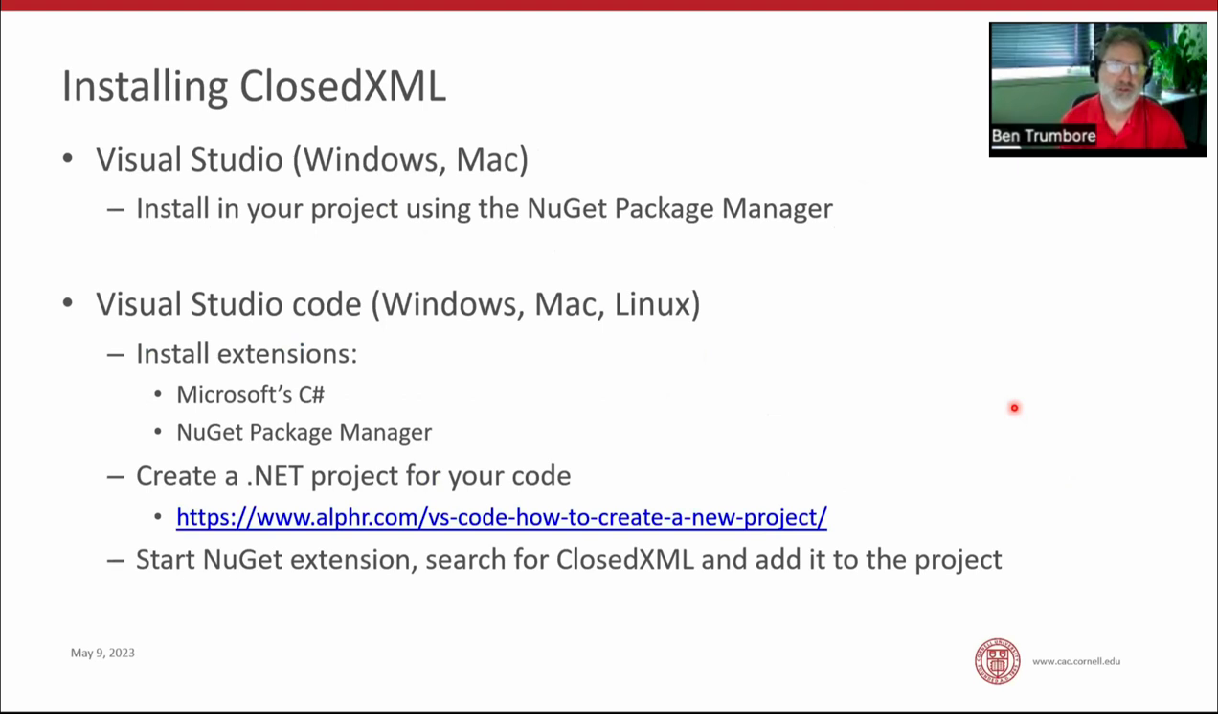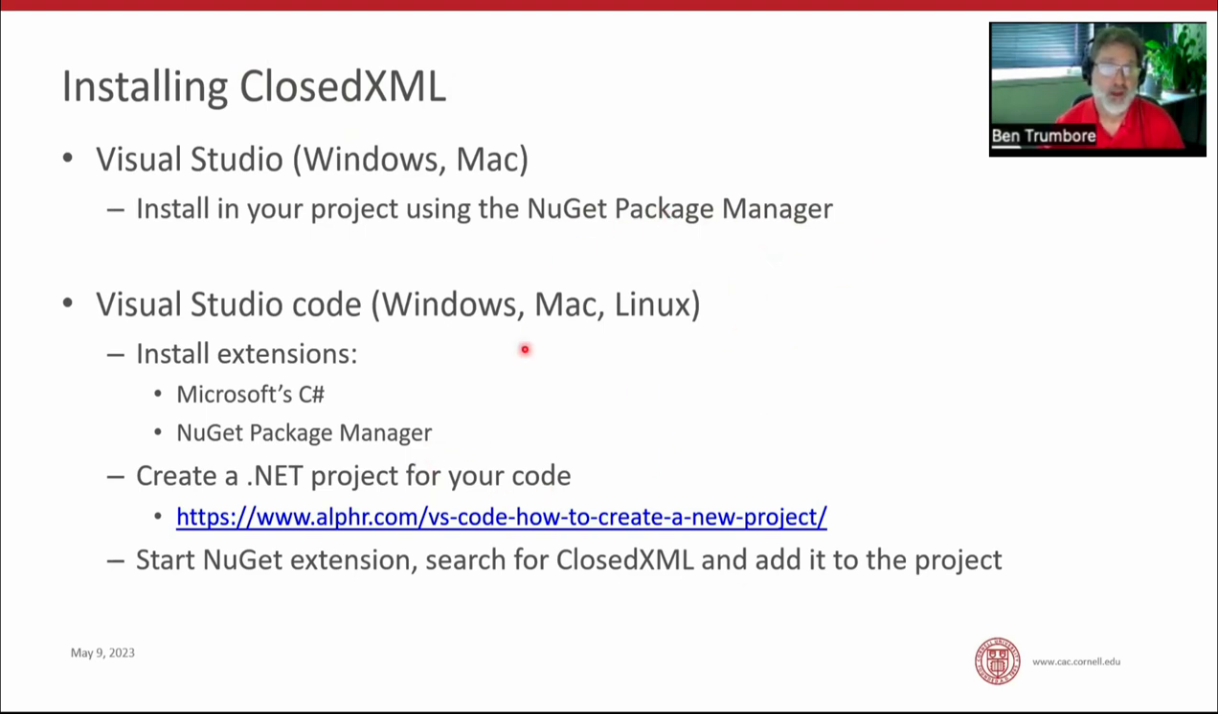So if you want to use ClosedXML, if you're using Visual Studio, you can install it into your project with the NuGet package manager. If you're not familiar with NuGet, you should probably Google that and learn about it. But it's a nice mechanism for finding software that has been registered with Microsoft for use in Visual Studio, and it'll load the package for you and help you update it and so forth. But just look for ClosedXML when you're in the NuGet package manager.